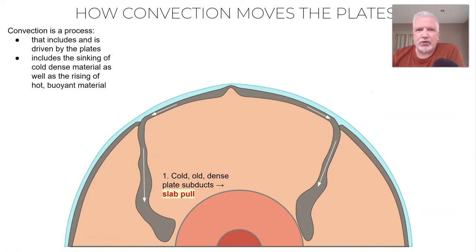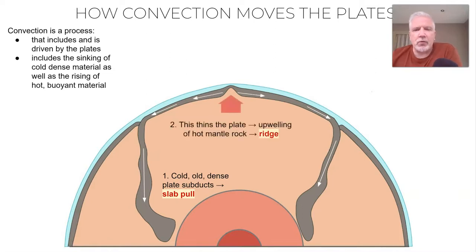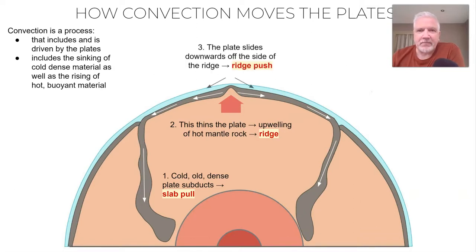And remember, once you have created that pulling force, it will create the tension in the middle here, and that tension will thin the plate. That will allow the upwelling of the hot mantle rock, and that will produce the ridge. Now again, you can go into as much detail as you feel that you need or want to, but that's the essence of it. The final thing, the plates slide down off the edge of the ridge, pushing the plates apart at that point. And that's it. At least that's a good start.